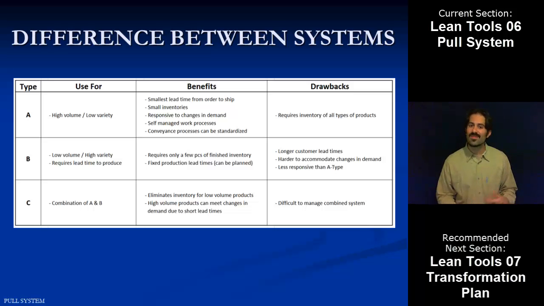The drawback, again, is the lead times are longer. When demand changes with the B-type, it's not quite as responsive because we don't have those levels of inventory that we can play with and adjust. And that's kind of the comparison back to the A-type there.